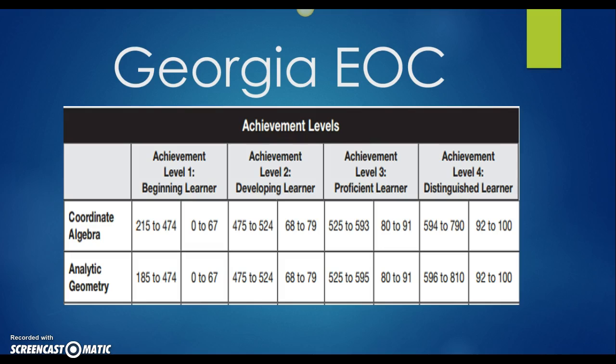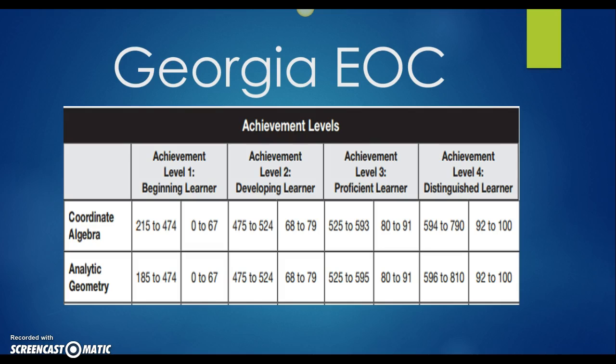Next, we're going to talk about the Georgia EOC and kind of what that means. There are 4 levels of learners, and you'll see here level 1 learners are beginning learners. These are usually the students that are not passing the EOC. If they're inside this range of level 1, that's usually considered to be they're failing the EOC. Level 2 is a developing learner. It means they're getting there. They're not where they should be, but they're definitely developing, and that is considered passing.